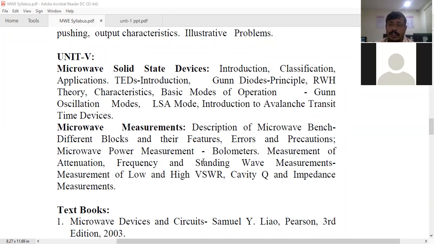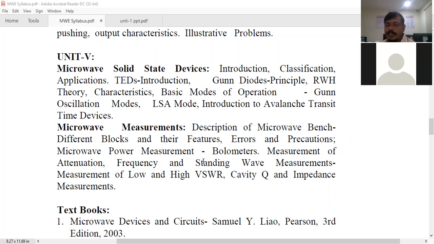After that, we have the frequency meter, which finds the frequency of the microwave signal. It is helpful to measure the frequency of the microwave signal generated by your microwave source. After that, we have the slotted line, used to generate the standing waves. Standing waves have maximas and minimas. After that, there is a detector mount, used to take the output from the microwave bench.